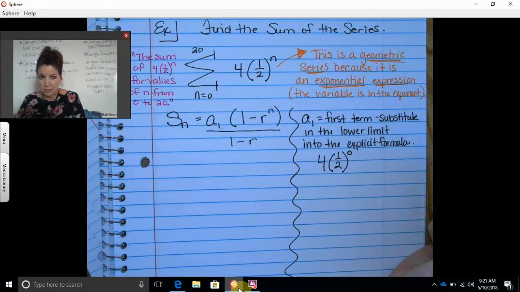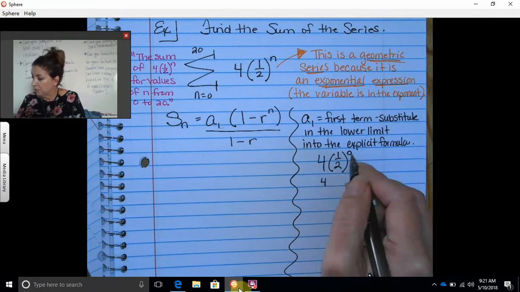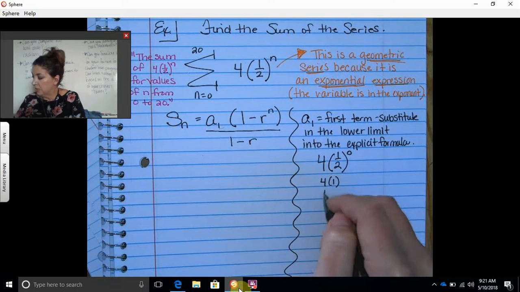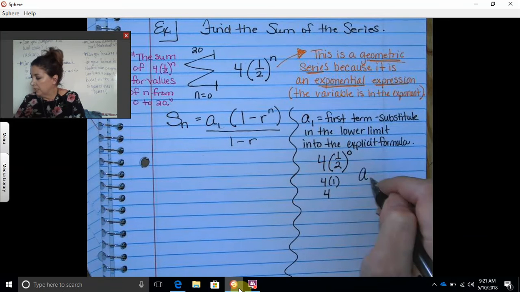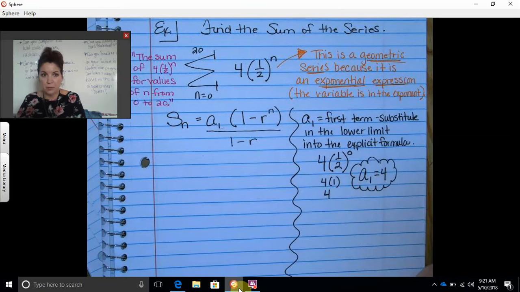So what's anything raised to the 0 power? 1. Awesome, except 0 raised to the 0 power is undefined. But anything else raised to the 0 power is 1. So 1/2 raised to the 0 is 1. 4 times 1 is 4. So my a sub 1 is 4. My first term in this series will be 4.